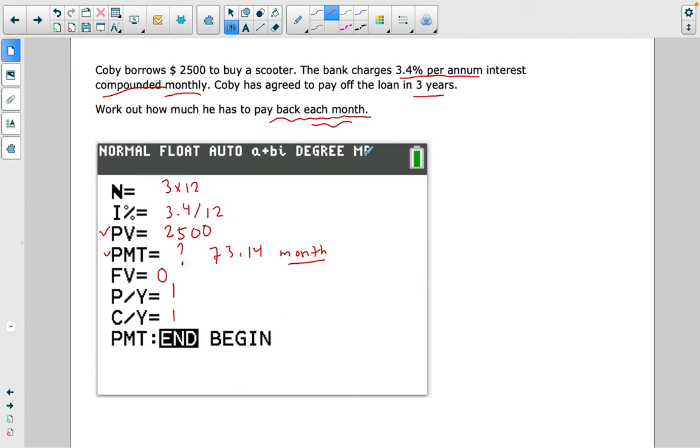Hopefully the videos were clear regarding annuity and compound interest, and how to use the finance solver to solve these. The compound interest is straightforward with the formula. The annuity is a bit tricky, just making sure that your units remain the same, whether you're dealing with month or year.